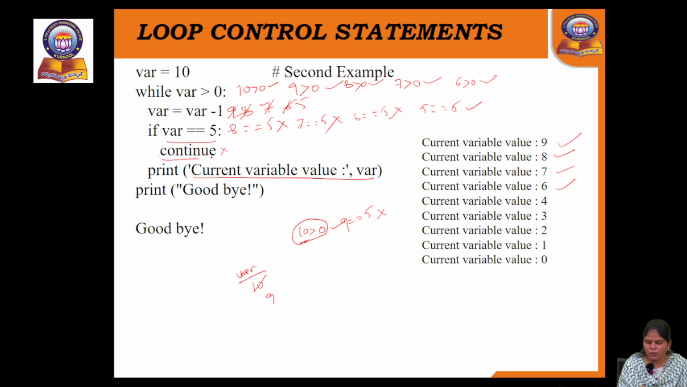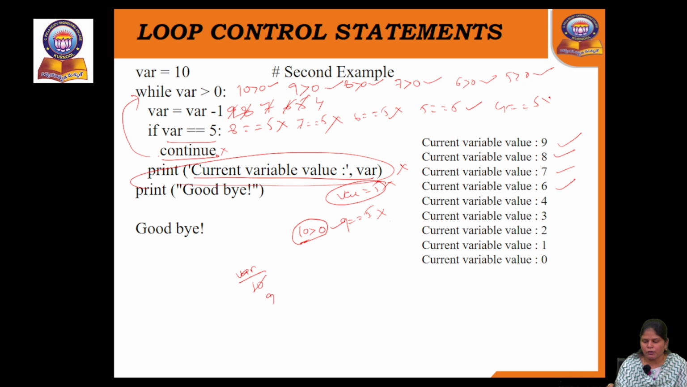So continue. Now it won't execute this particular statement. When var equal to 5, this statement will not be executed, right? So it will skip and it goes again with the condition checking. Now 5 greater than 0, condition is true. Var equal to 4. 4 equal to 5, false. So that's why it will print 4.